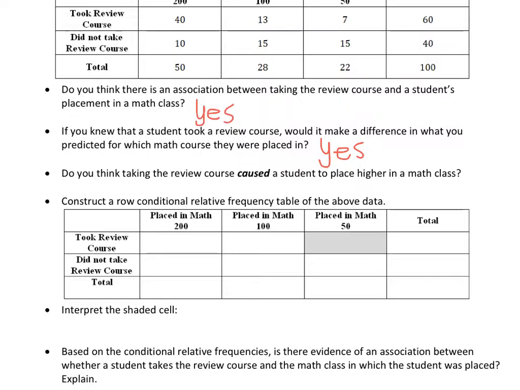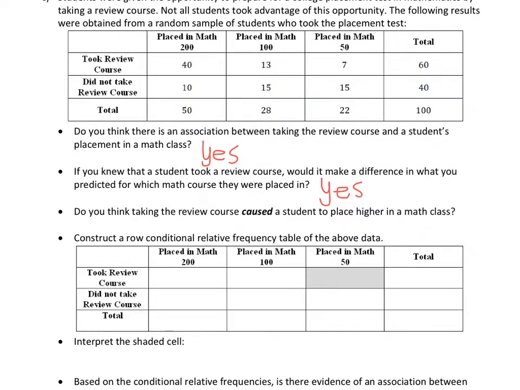Do you think taking the review course caused a student to place in a higher math class? So again, it's asking, do you think it's a causation? In this case, I would say no. Taking the review course did not cause a student to be placed in a high math class. Reasons for that: you could have a student that is just naturally really good in math, and they maybe felt they didn't need to take the review course because they are very strong in that subject, and they still could have placed in Math 200. So taking the review course did not cause the students to end up in the higher math, especially since there were 7 students that took the review course that didn't place in that high math. They placed in the lower math.